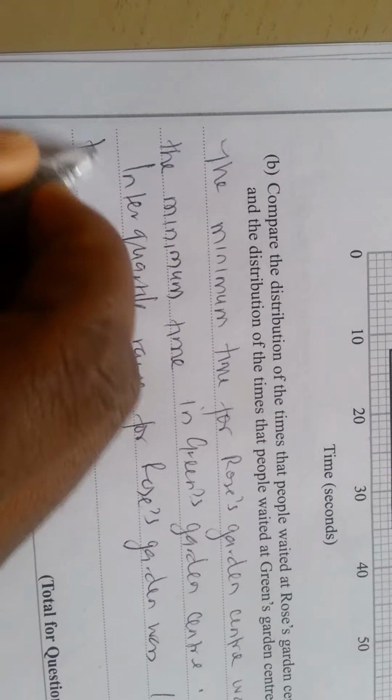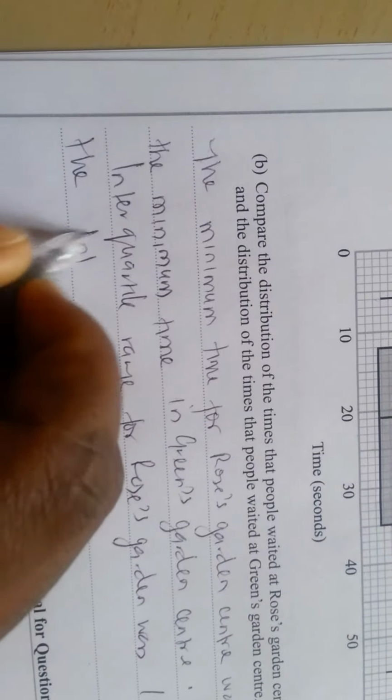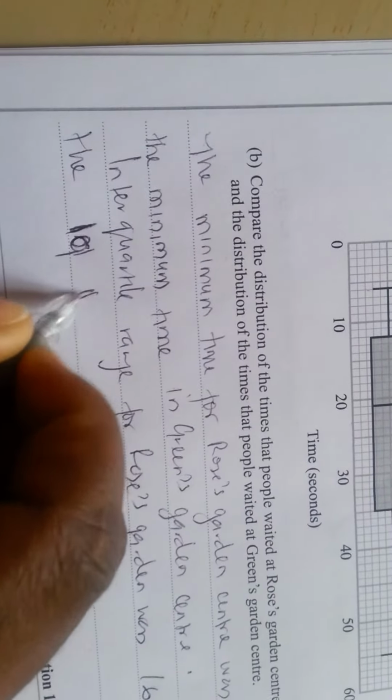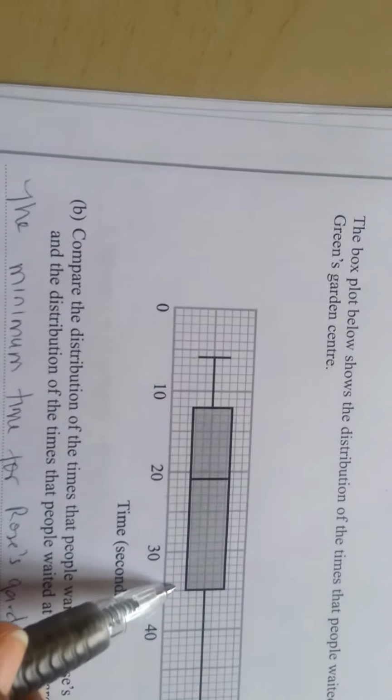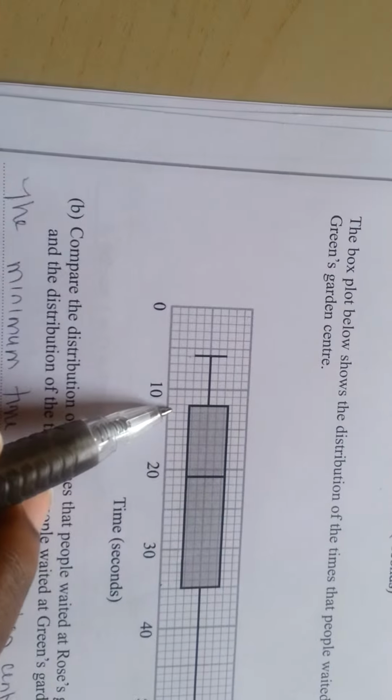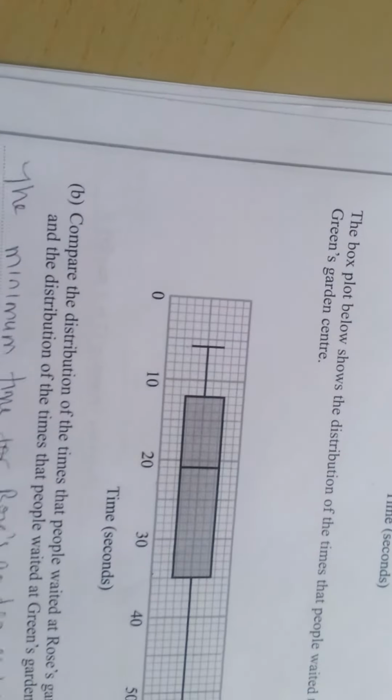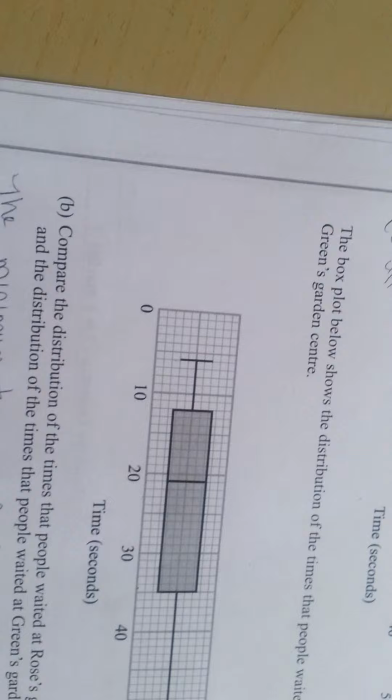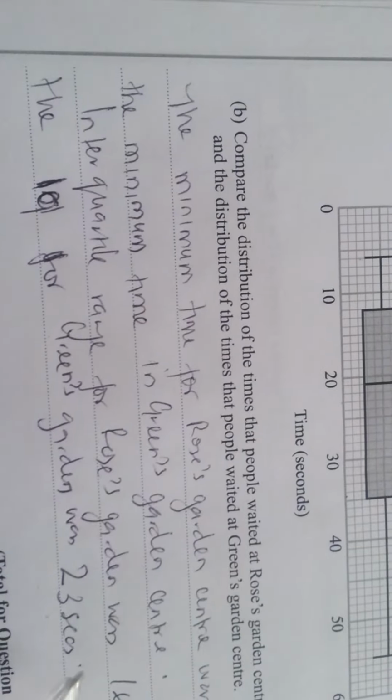while the interquartile range, you can just write IQR, for Green's Garden was, in Green's Garden, the upper quartile was about 35 and the lower quartile was 12. So you have 35 minus 12, 23 seconds. Okay, now you can just keep comparing.